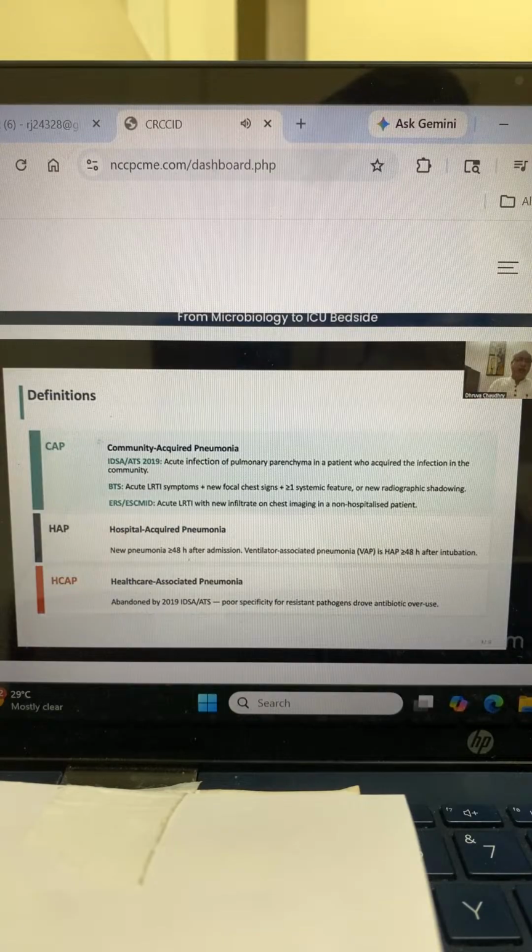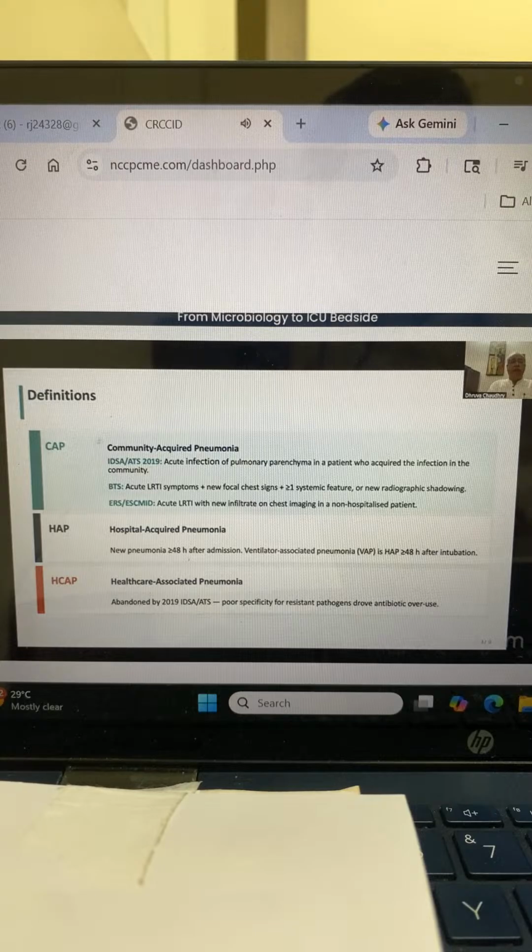Whereas for hospital-acquired pneumonia, the study definition is new pneumonia more than 48 hours after admission, and it includes VAP. What is very important for us today is that this distinction has been kept because sometimes people come while they are evolving from the infection, and to give that a time, that's why the duration has been kept at 48 hours.